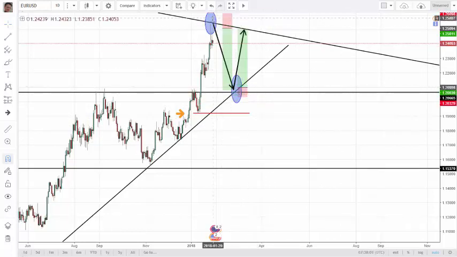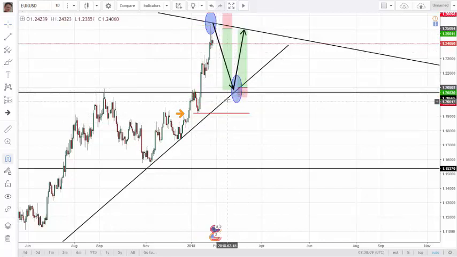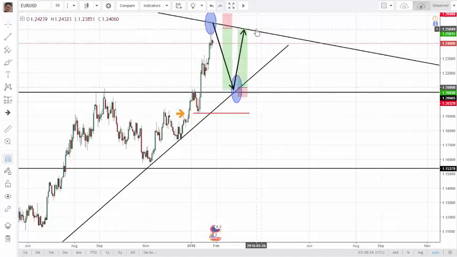If you don't feel comfortable shorting against the trend, then just let it go. If you do, then take a short. Nevertheless, once we run into this area, you can continue trading with the trend probably.